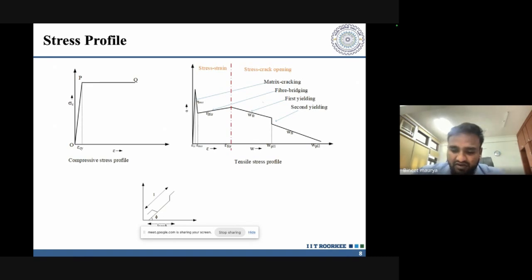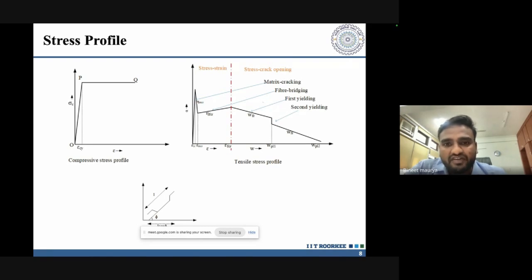The stress profile we have selected, tensile and compressive. For the compressive, we have selected the elastoplastic, because for the last 30 to 40 years we have seen people consider this profile suitable for UHPFRC or FRC samples. But in the case of tensile, it is interesting, because it is not plain concrete, it has a very ductile nature. So we cannot simply consider the stress-strain approach. But initially there is no crack opening, so we are bound to consider the stress-strain approach.